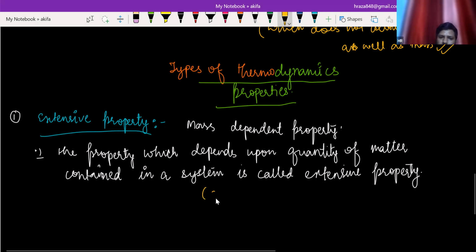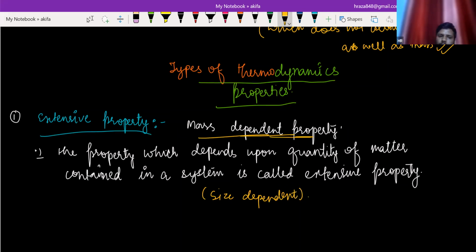You can also write mass dependent here. I already have written it, or in the end you can write size dependent. Extensive property is the property which depends upon mass or size. That property is called extensive. And intensive property is a property which is independent of mass or size. Is that clear? We will take a lot of examples of it.